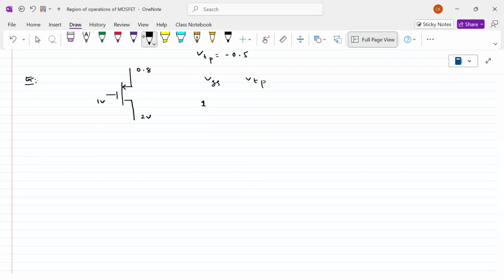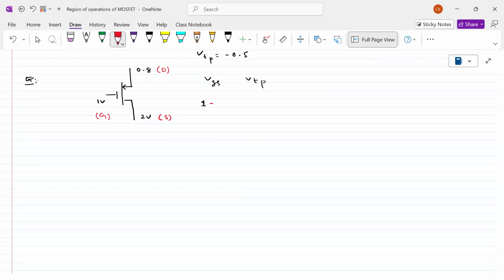Sorry, first of all we have to decide which one is the drain and which one is the source. 0.8 is the drain. 2 volts is the source. Source must be at a high potential and drain must be at a low potential for PMOS. Very good. This is the source, this is the drain, and this is the gate.